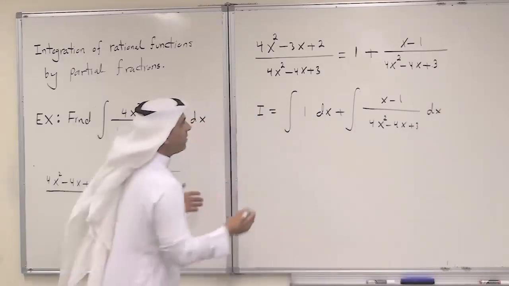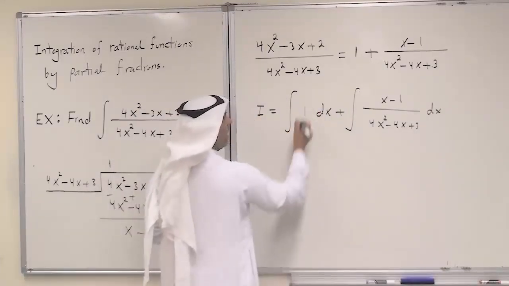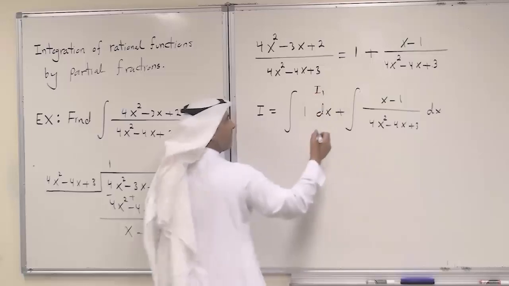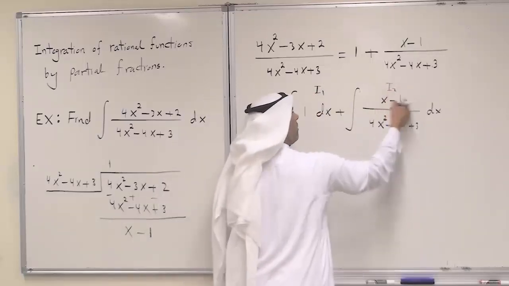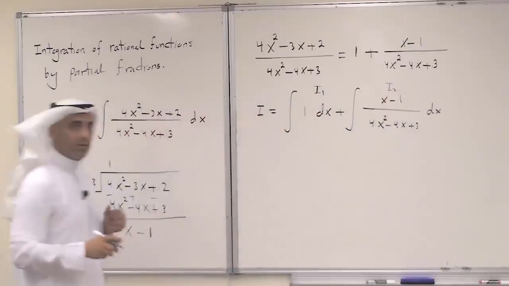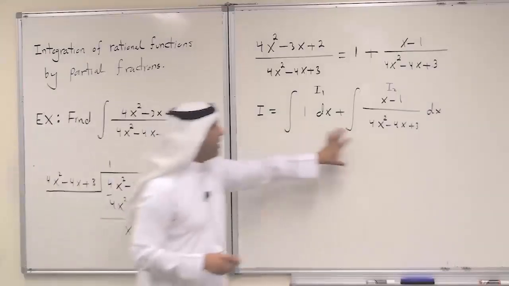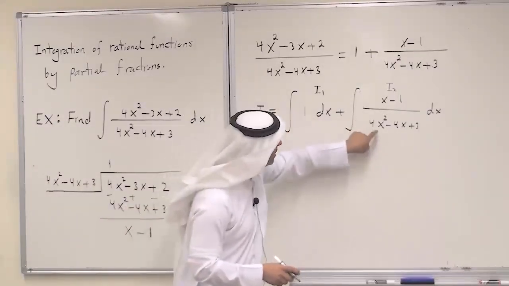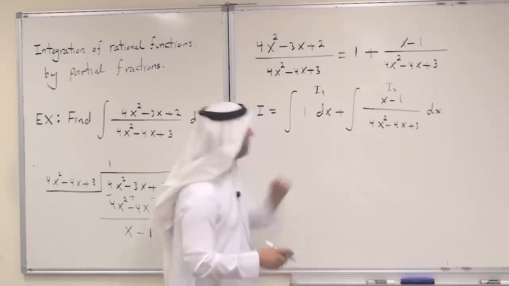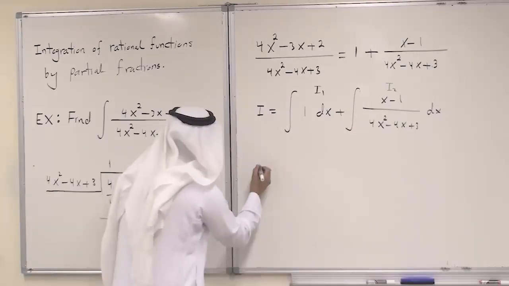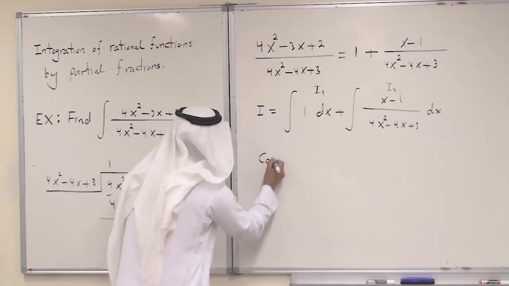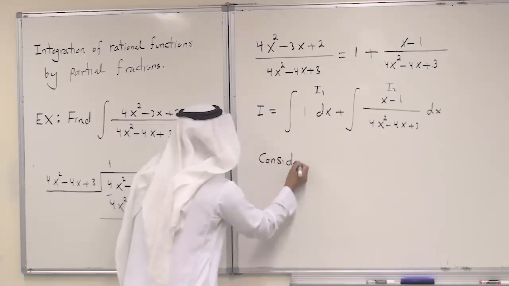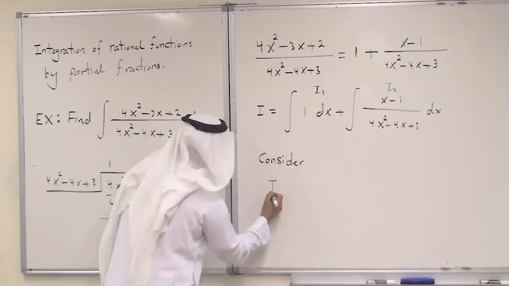Now, of course this is clear, this is x. I will call this one I1, and the integral here I call I2. The first one I call I1, and I'm considering the second one. Of course, this one is so simple, this is just x. But the important part is how to integrate this. So I concentrate on the second one now. Then we combine them together to get the final answer.